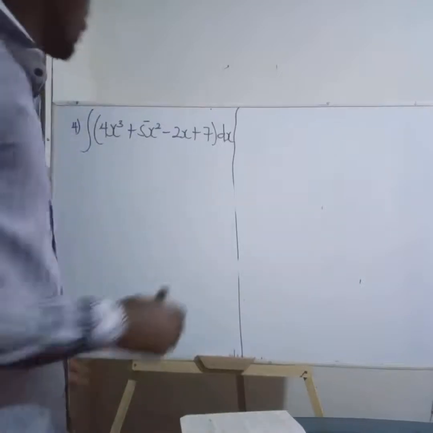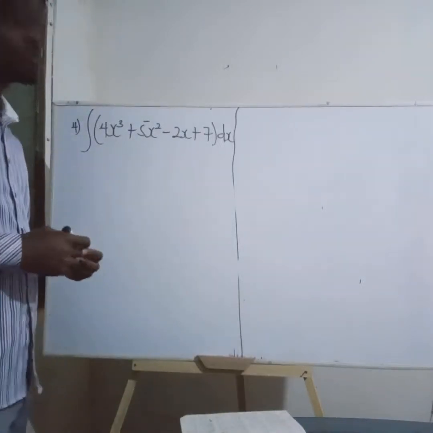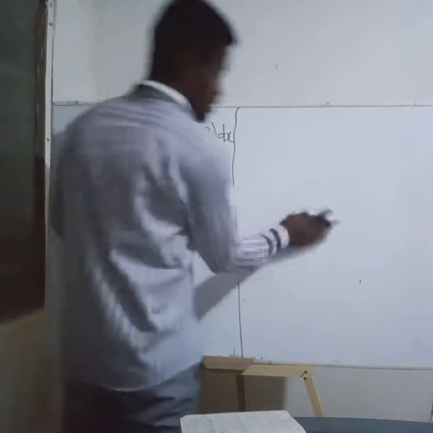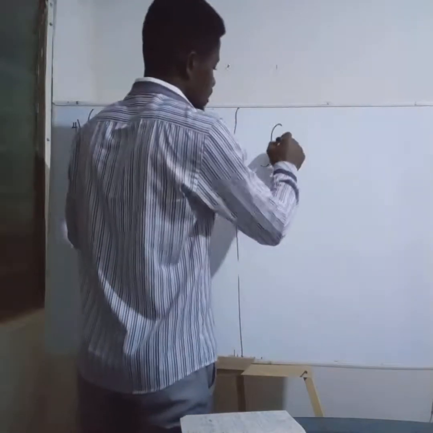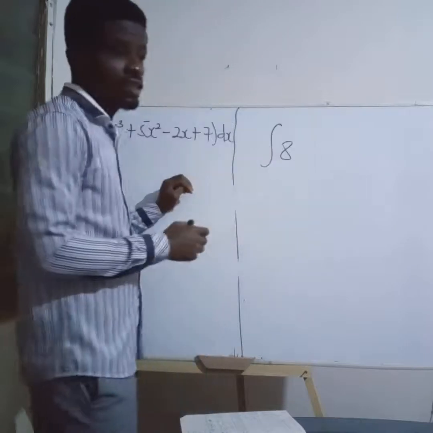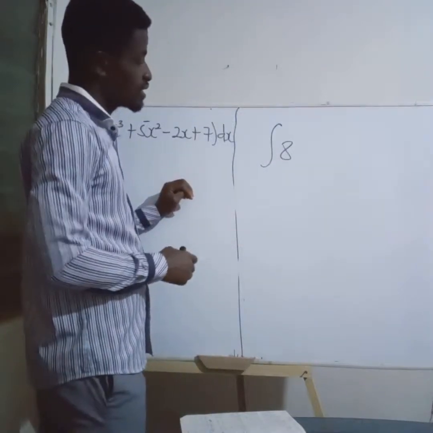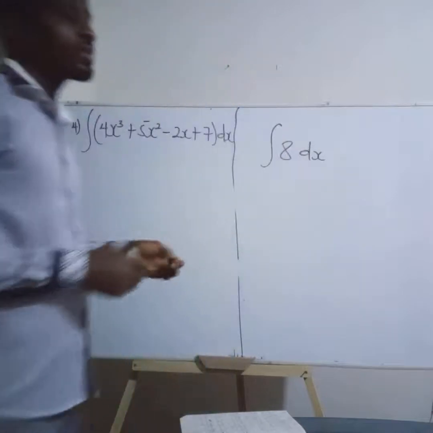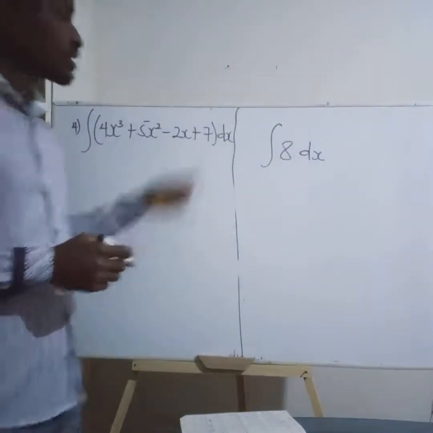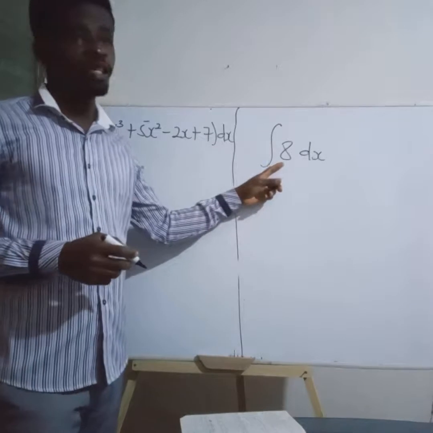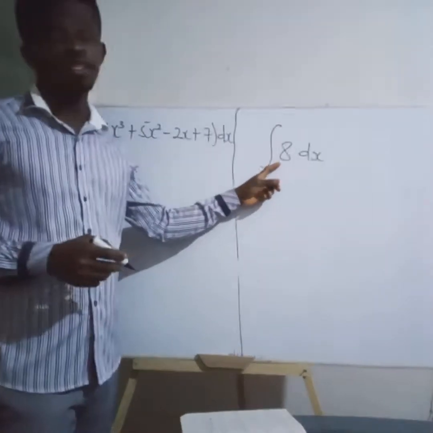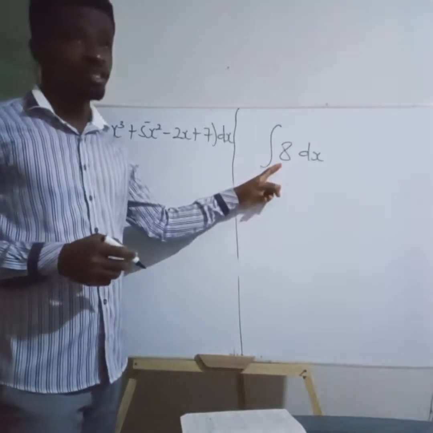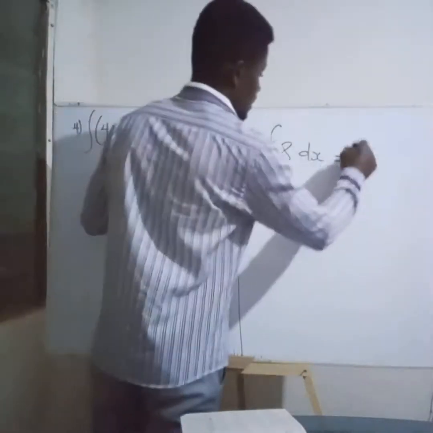Okay, before we move on to this example, let's look at something here. When we integrate a constant, for example, the integral of 8 dx. 8 is a constant. Why is it a constant? Because it's not having any variable attached to it. So the 8 becomes a constant. When we integrate any number without a variable, we call it a constant. And that one will give us 8.